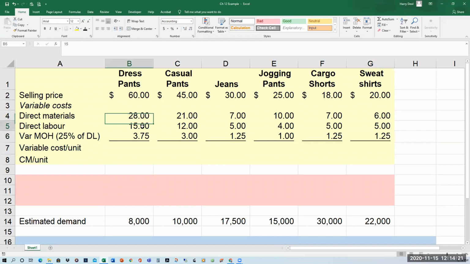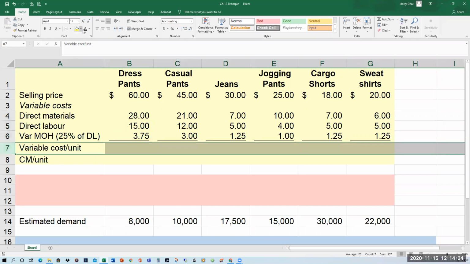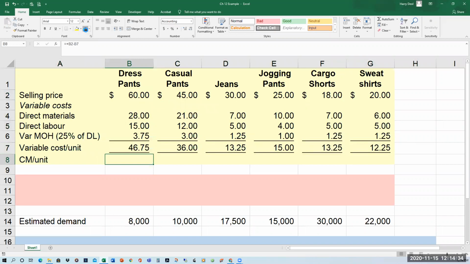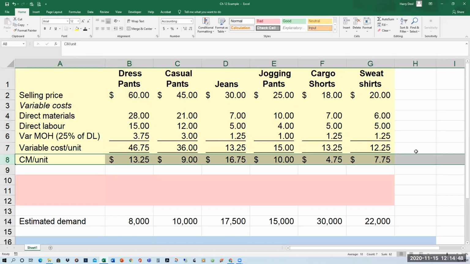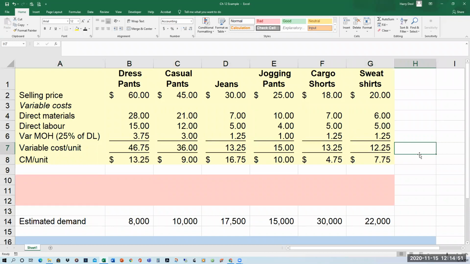Add the direct materials, direct labor, and the variable manufacturing overhead, and you get the variable cost per unit. Subtract the variable cost per unit from the selling price, and you get contribution margin per unit. So for dress pants, $60 minus the $46.75, we get $13.25 a pair. And likewise for the other products, you can calculate the contribution margin per unit. Now, if we were to just look at this contribution margin, we'd feel that the jeans seem to have the most contribution margin per unit, and cargo shorts are the least productive, the least profitable.